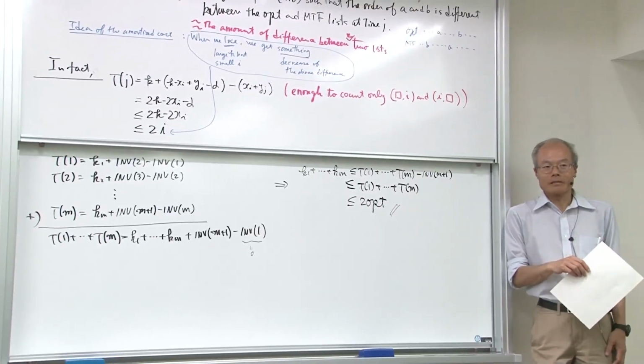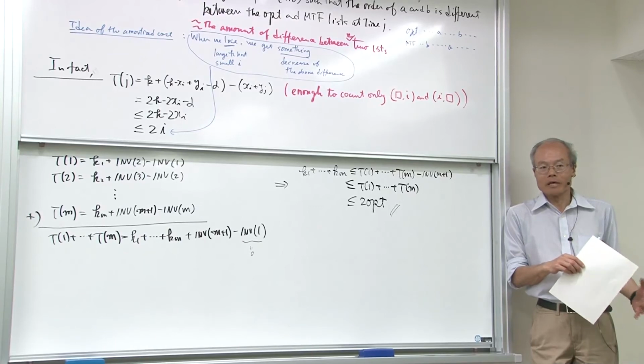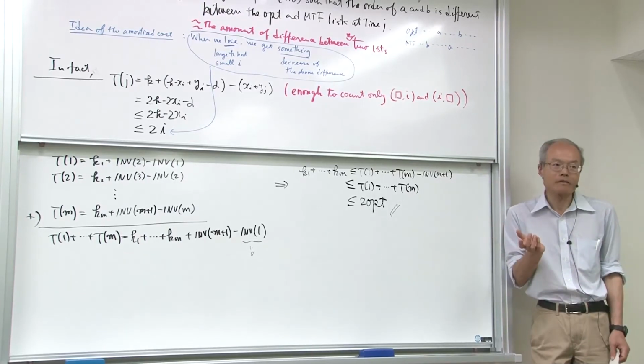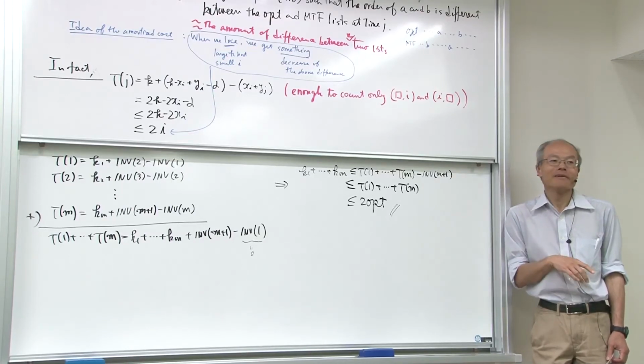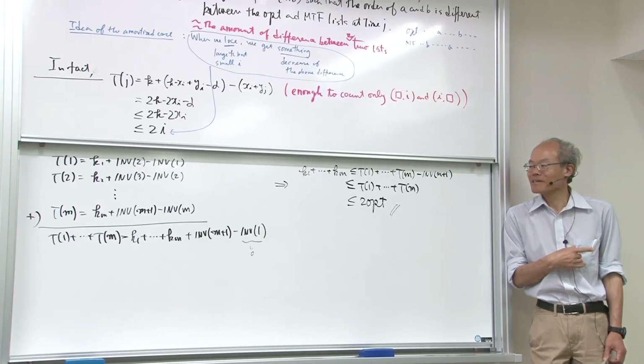Or you can recognize that this proof is very clever. We don't know anything about optimal algorithms, but still we can calculate the competitive ratio of our algorithm, MTF. Wow. It's really clever.